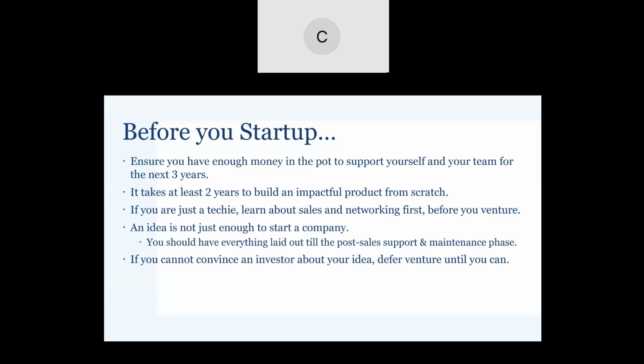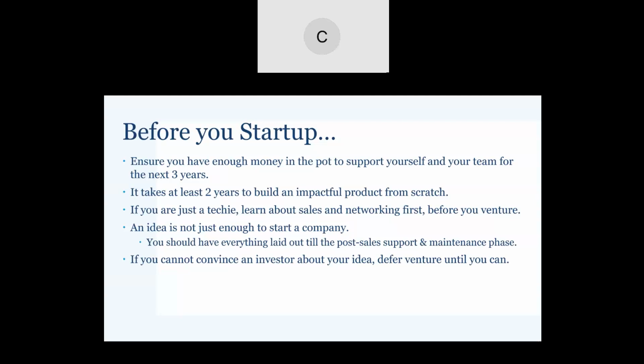So ensure you have a runway, please, because a lot of startups die because they don't foresee the problems in having a runway. If you are thinking about a startup today, please plan your runway and then start your startup. And if you are just a techie, learn sales, please. Without sales, it won't fly. You cannot just be a techie and have a company. You need sales prowess to get money. Only then can you sustain your business and run it as a business. And an idea is not enough to start a company. You need a full end-to-end plan. Only then can you actually think about starting a company.